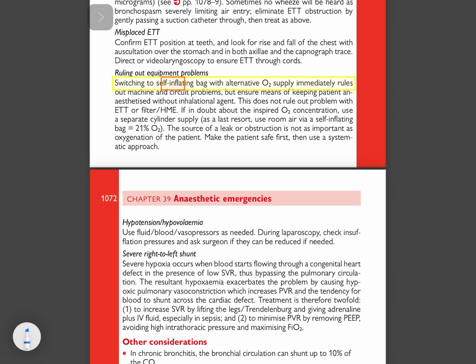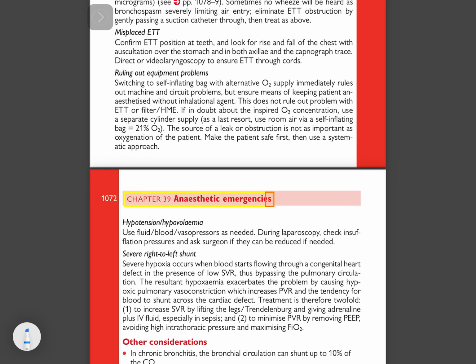Ruling out equipment problems: switching to a self-inflating bag with an alternative O2 supply immediately rules out machine and circuit problems, but ensure a means of keeping the patient anesthetized without inhalational agent. This does not rule out a problem with the ET or filter HME. If in doubt about the inspired O2 concentration, use a separate cylinder supply. The source of a leak or obstruction is not as important as oxygenation of the patient. Make the patient safe first, then use a systematic approach.